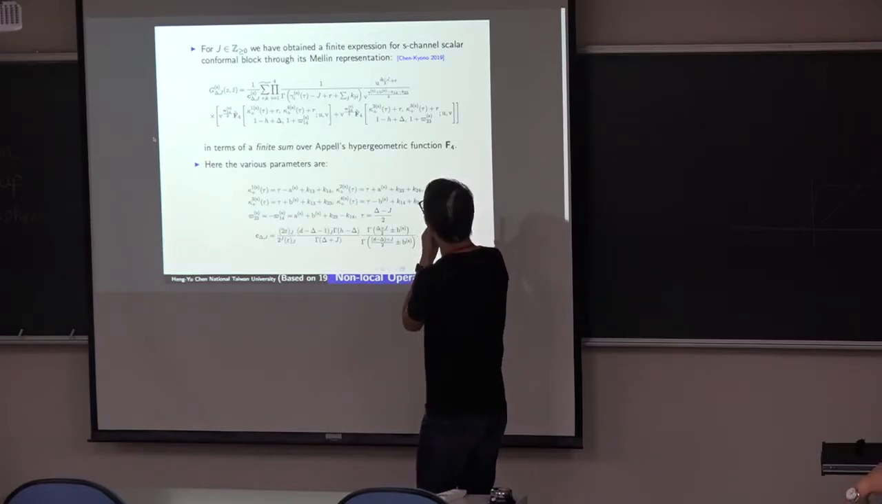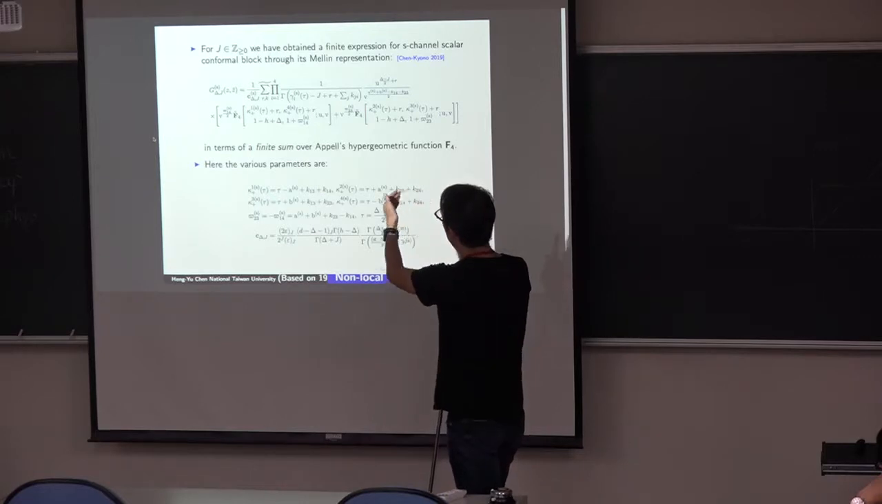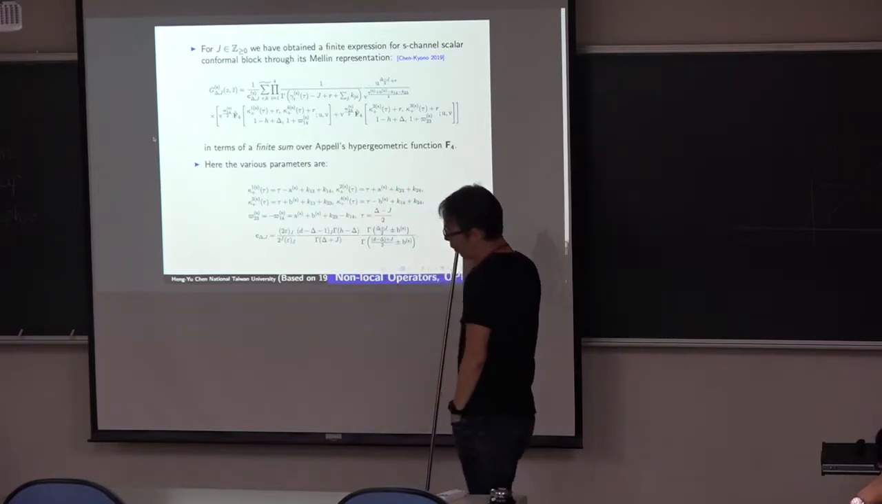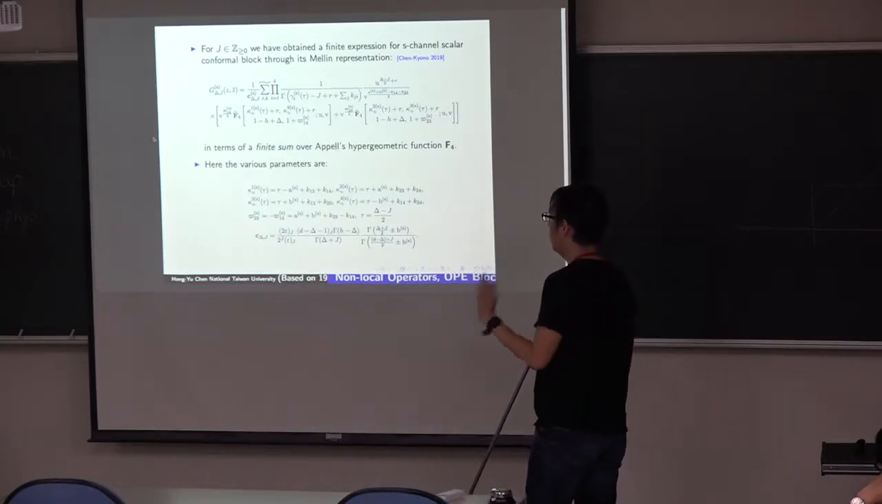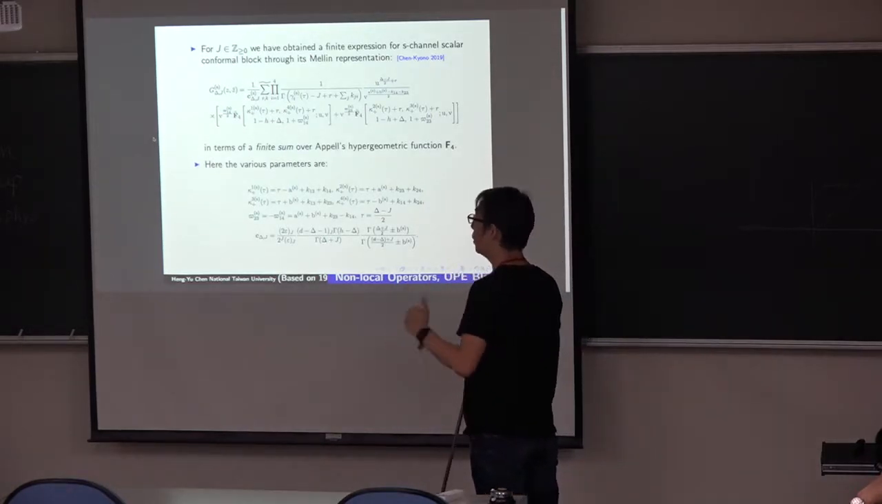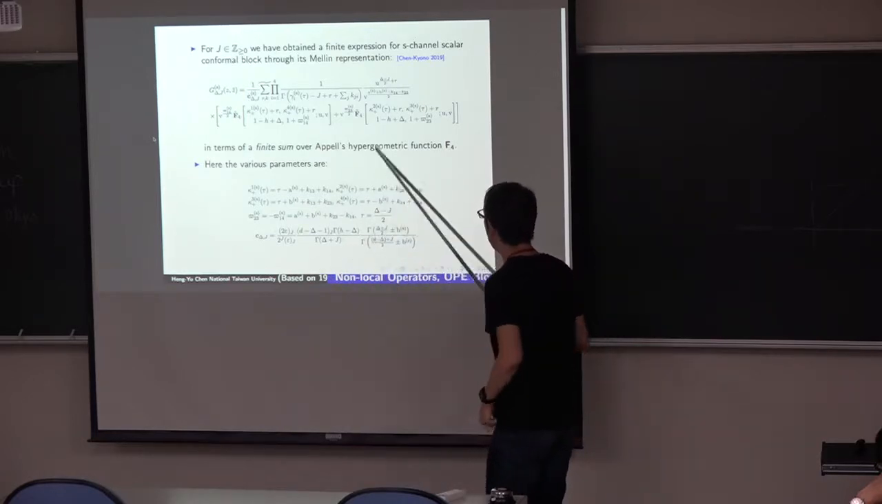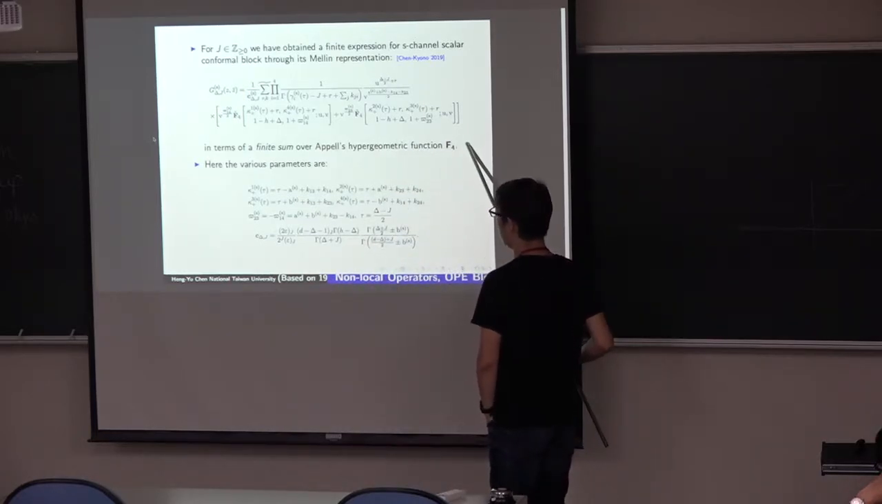But what we did was we realized that we also know this conformal block has this Mellin representation. When you perform the integration and pick out all the poles, there are an infinite number of them, but that infinite summation can be summed into basically this Appell hypergeometric function F4.